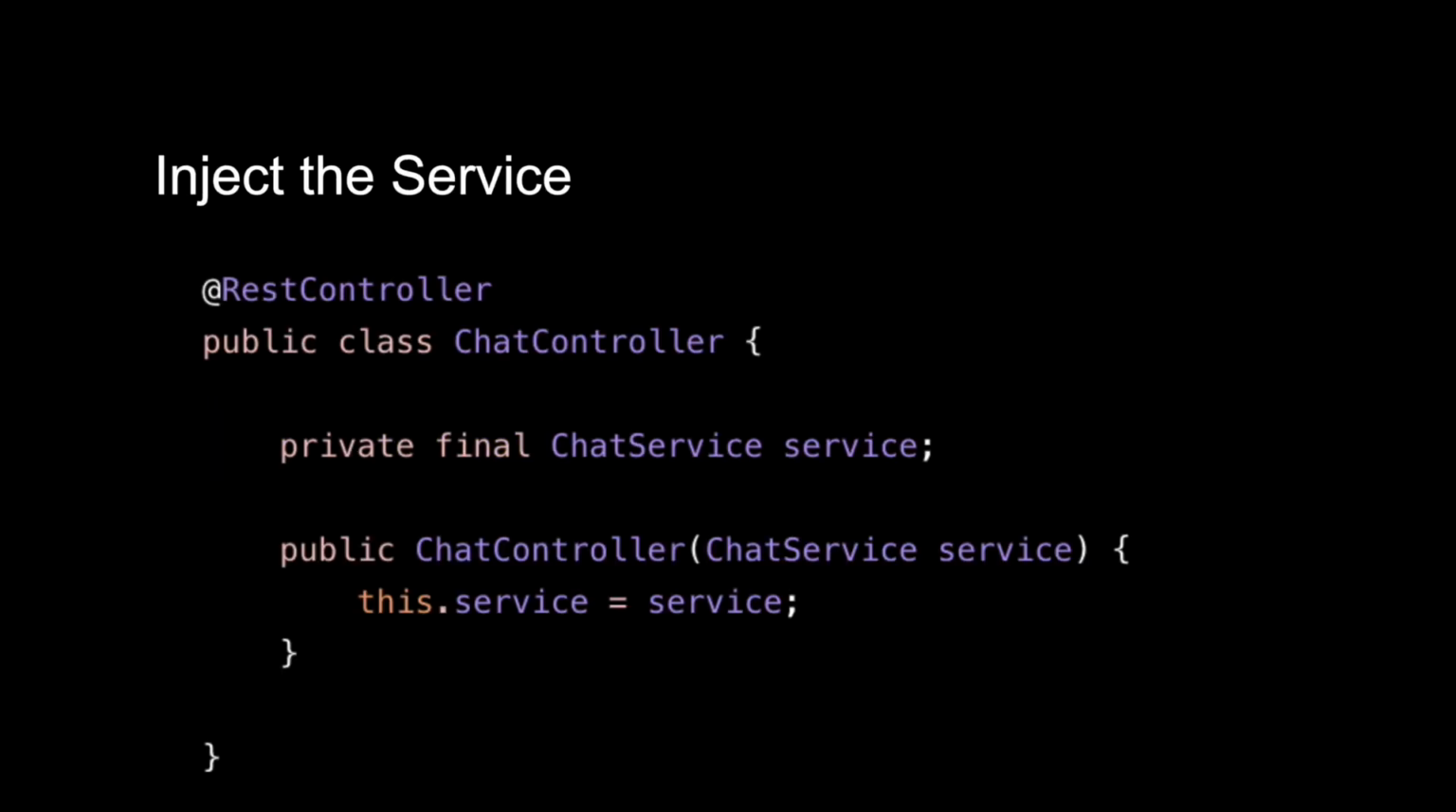Our controller shouldn't know how AI works. Its responsibility is simple. Receive the request, forward it to the service, return the response. This follows one of the most important principles in software engineering: separation of concerns.